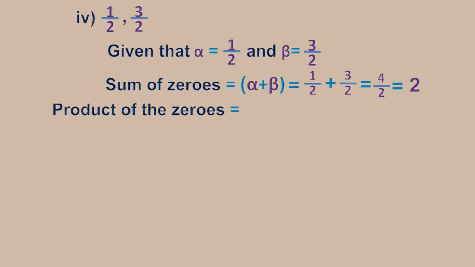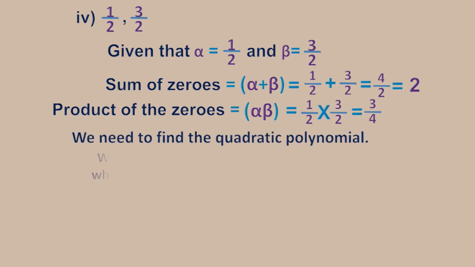And let's do the product of the zeros, that is alpha into beta equals 1 by 2 into 3 by 2, and whose product is 3 by 4. So now we have alpha plus beta as 2 and alpha into beta as 3 by 4. So we can find the required quadratic polynomial.